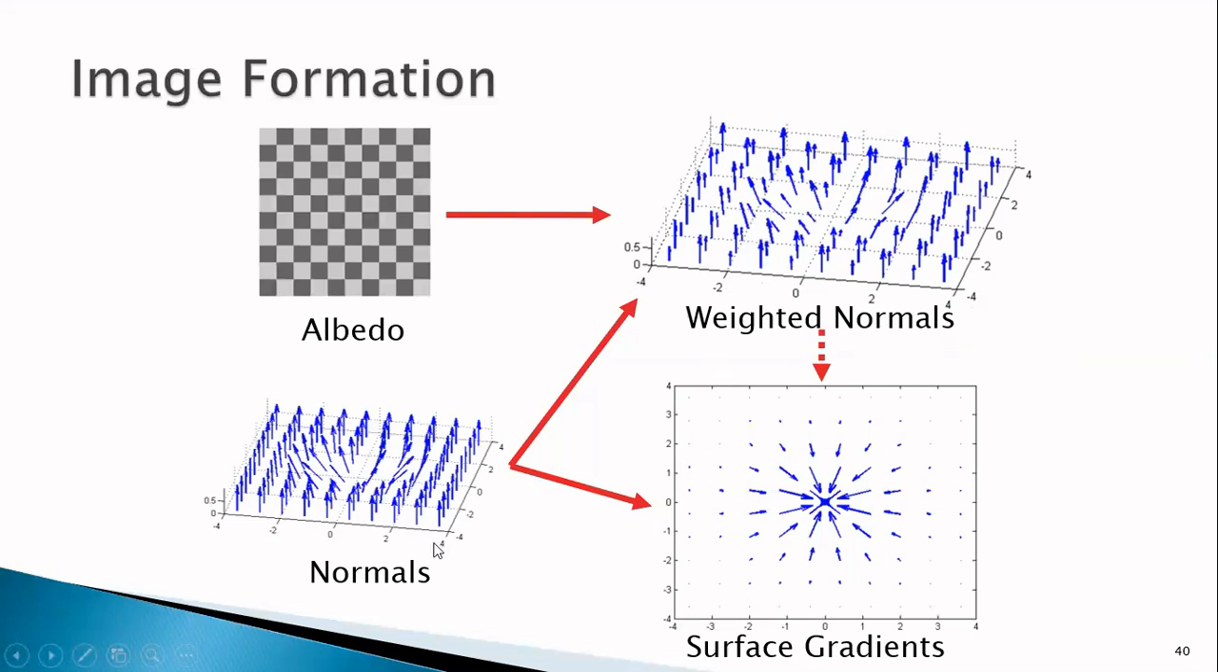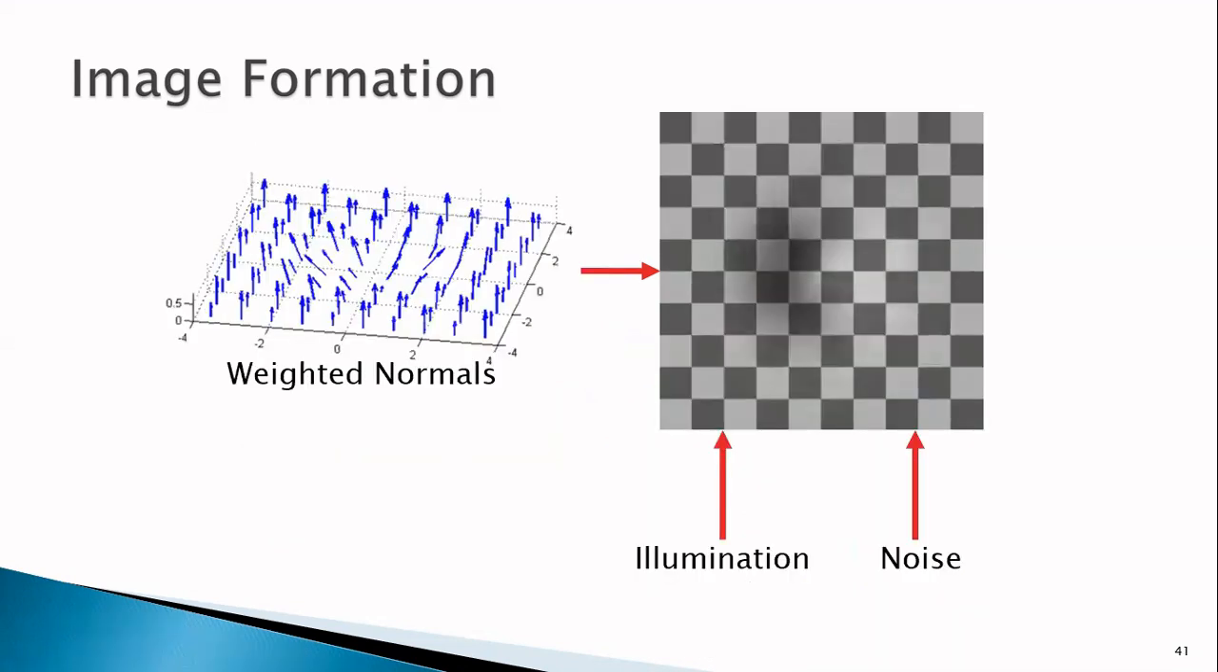We can also get from the normals, which are vectors that lie outside of the plane of the image, the surface gradients. So basically, how much is the rate of change within the actual plane of the image itself, right? And they can be computed from the normals or the weighted normals. Okay, so this generative model allows us to take the weighted normals, which gives us all the information. Together with illumination, we can render an image that you would see, right?